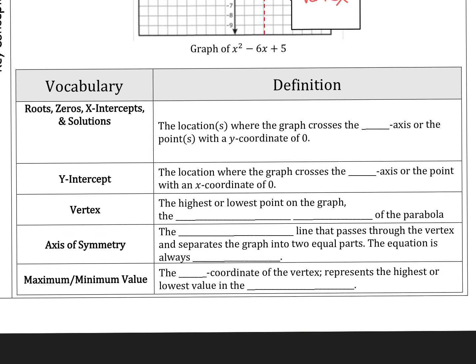So down here we're going to go over some vocabulary: roots, zeros, x-intercept, solutions. Remember that's ROXS. Okay, all four of those words mean the same thing. It's the location where the graph crosses the x-axis, or the points with a y-coordinate of 0. Next one, y-intercept, the location where the graph crosses the y-axis, or the point with the x-coordinate of 0. Next, the vertex. The vertex is the highest or lowest point. It is the turning point of the parabola.